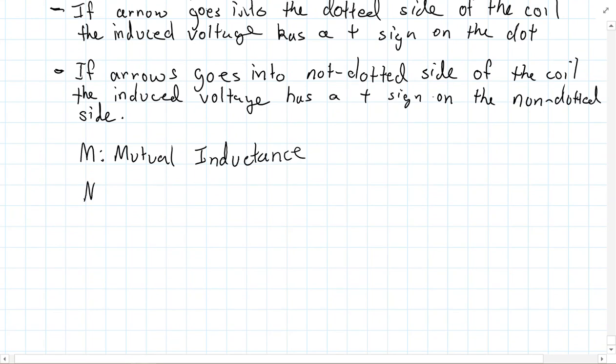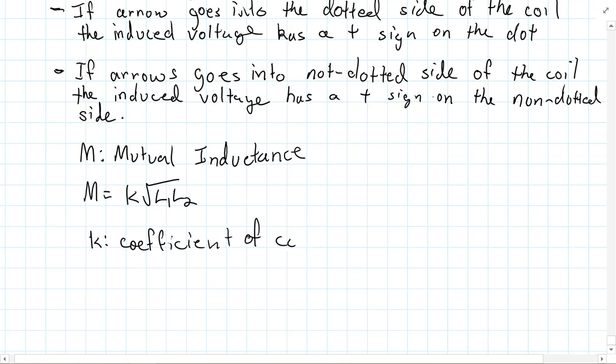And recall that M was equal to K times the square root of L1 times L2, where K was called the coefficient of coupling. All right, and the coefficient of coupling is unitless, and technically it could be 0, so I'll go ahead and do that.